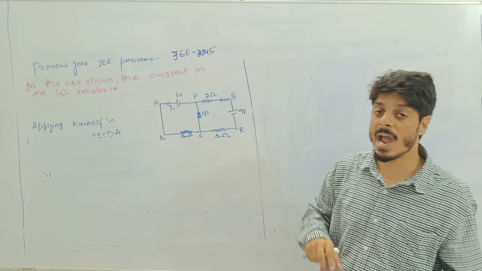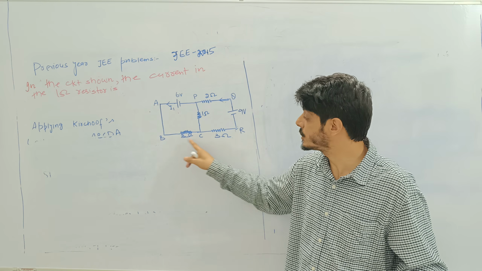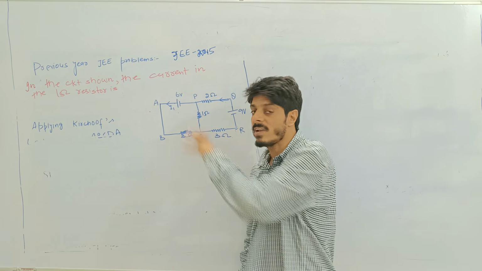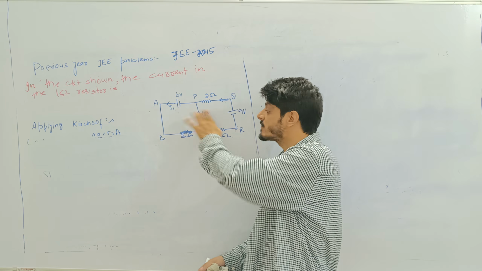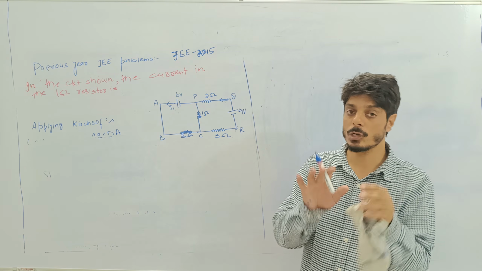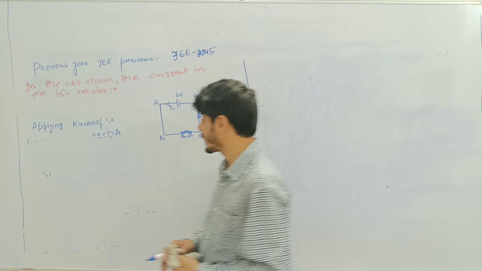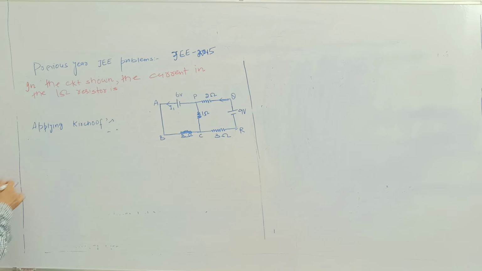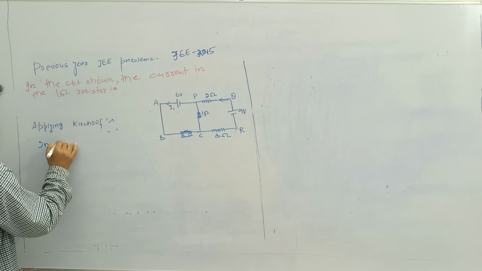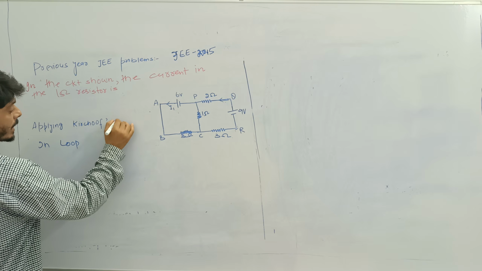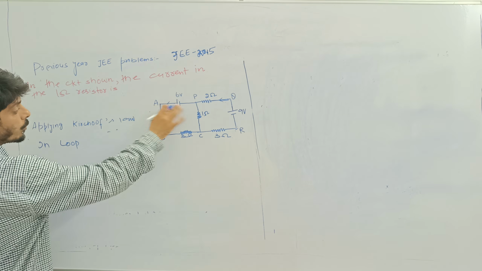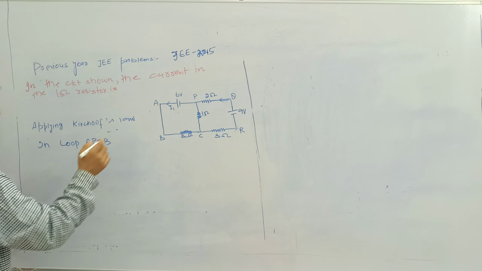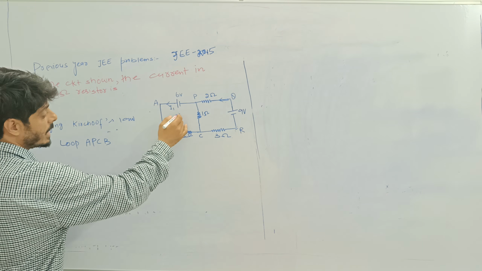So in this circuit we have two loops. One loop is APCB, another loop is PQRC. In both the loops I will apply the Kirchhoff's loop law. So I will apply the Kirchhoff's loop law in loop APCB.